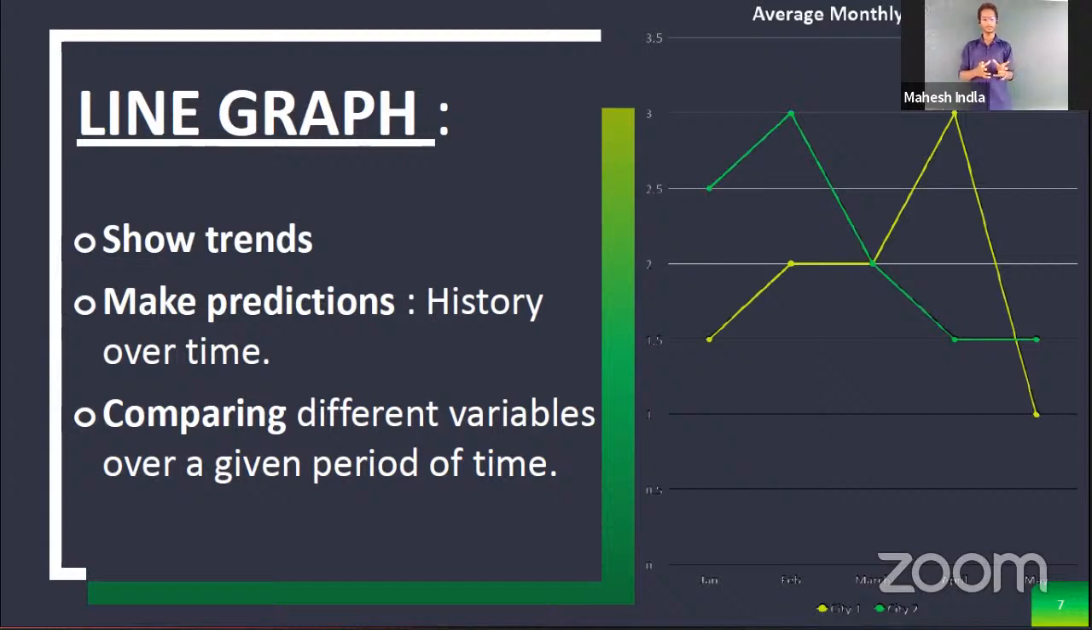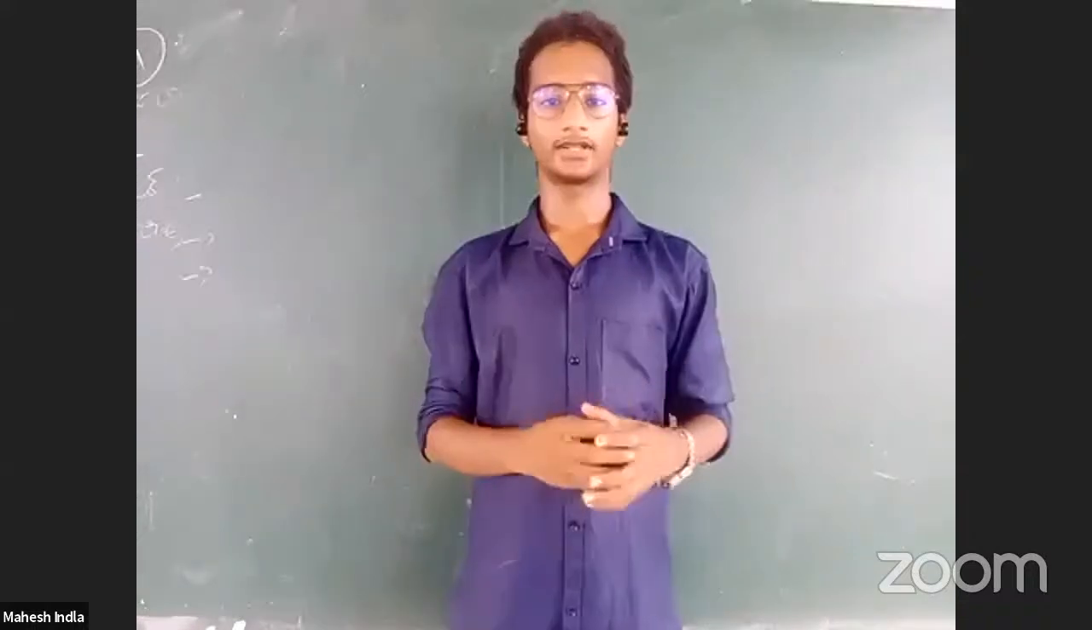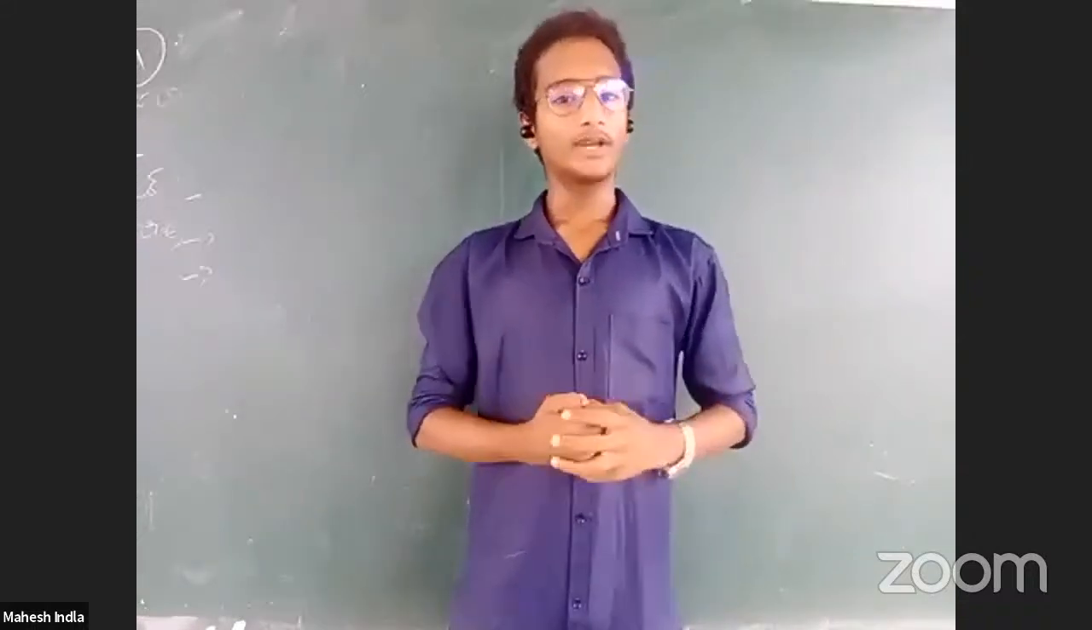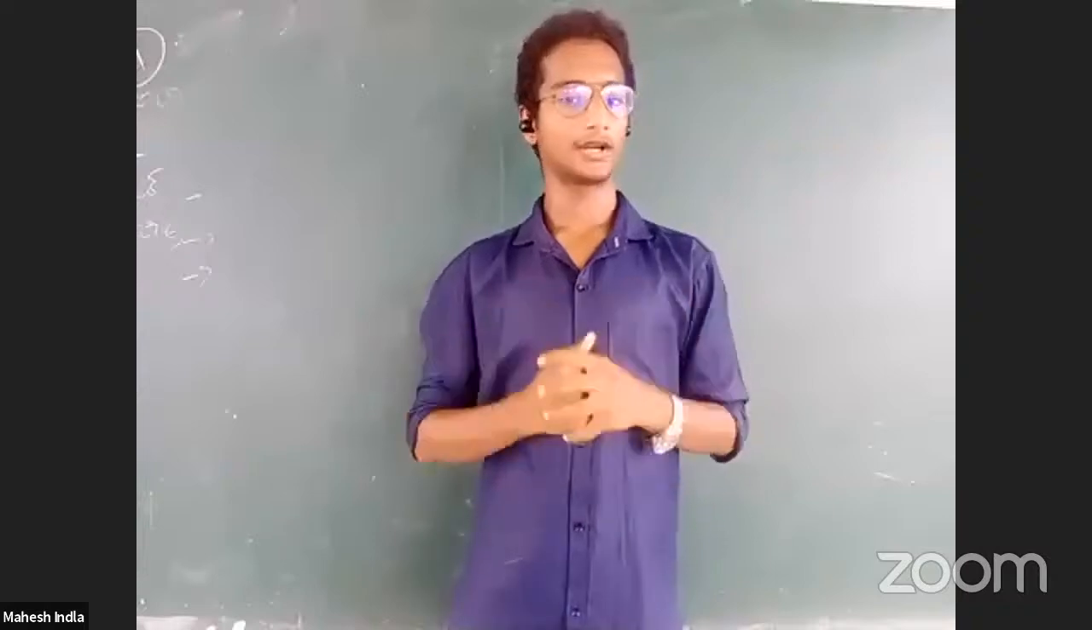So if there are two different variables, that is nothing but the discrete data or the categorical data, or if there are any other variables, we can also use this to plot that data on this line graph. And then moving ahead, we have this pie chart.